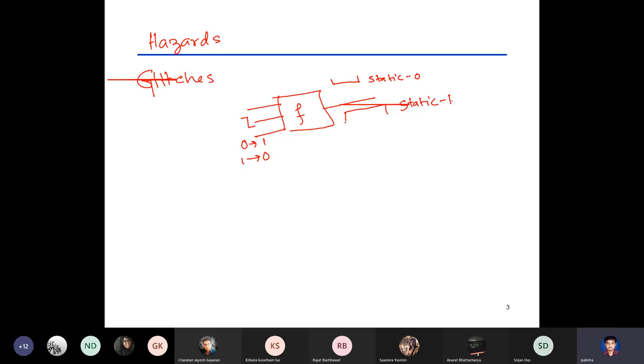But this is at the output. That means even though one or more of the inputs change, the desired behavior, the function, states that the output is static. Let's consider only two conditions: output is static at 0 and static at 1. But due to propagation delays or other types of delays, this static behavior doesn't happen.